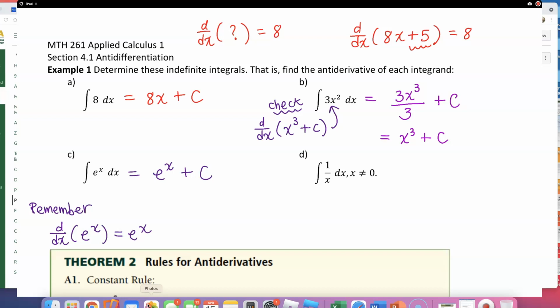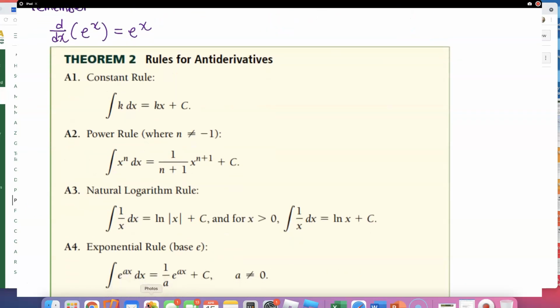Now for that one, we have to use the natural logarithmic rule, okay? So I want you to go ahead and highlight this part right here. The antiderivative of 1 over x is equal to natural log of absolute value of x. Because, this is going to be fun. Remember when we found the derivative of natural log of x, that was equal to 1 over x, right?